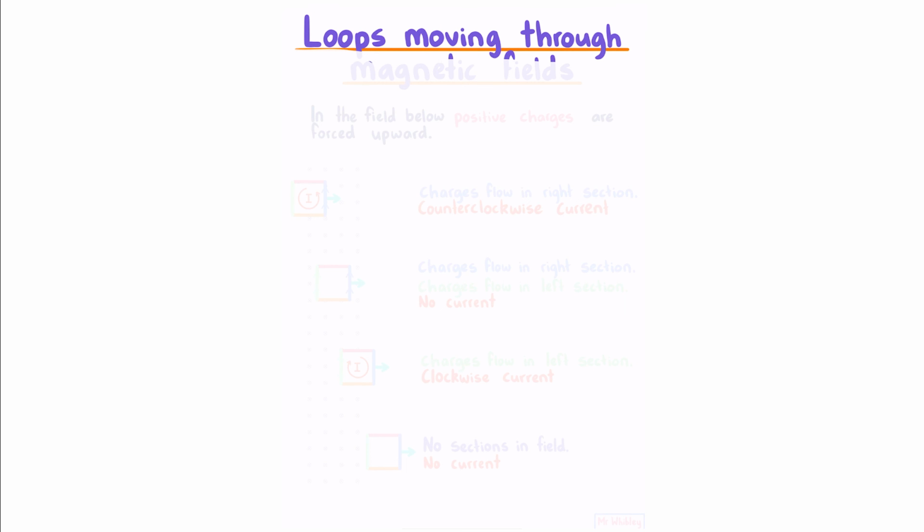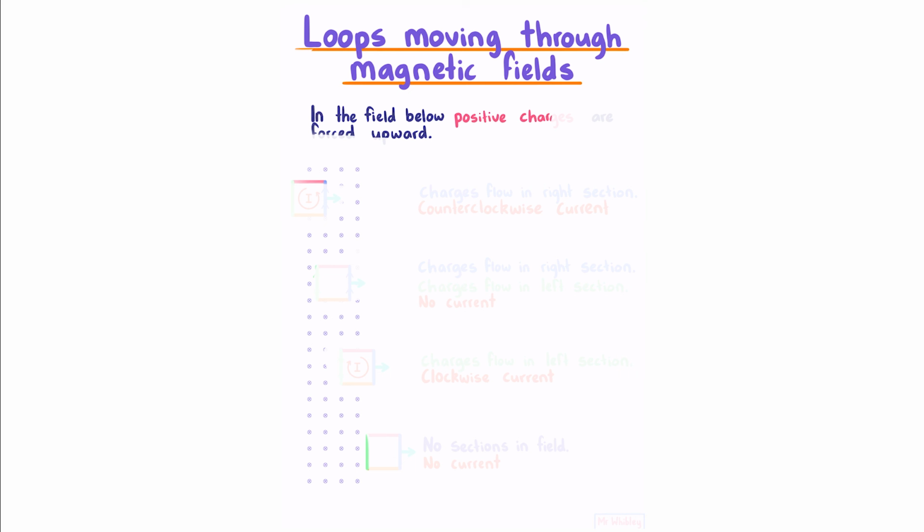Loops moving through magnetic fields. If we imagine a field going into the page, in the field below, positive charges are forced upward. And so if we have a wire loop moving into this field, because our green section isn't within the field, the charges within will not experience any force. However, because our blue section is, our positive charges are going to experience an upwards force in it.